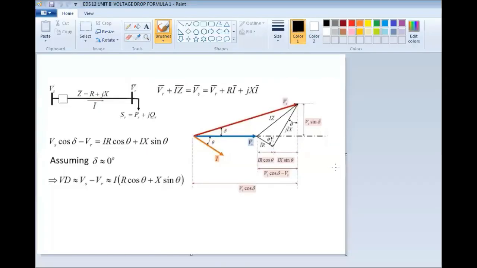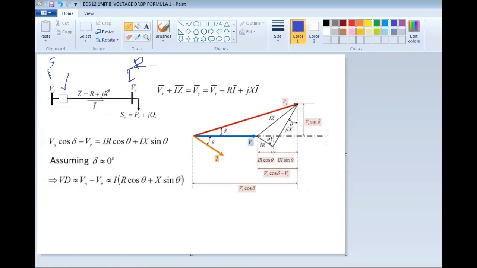For the voltage drop calculations, we consider this simple example for finding the voltage drop. We consider one circuit having two buses, bus 1 and bus 2, taken as the sending end and receiving end, with a breaker. It has the impedance Z bar equal to R plus JX.